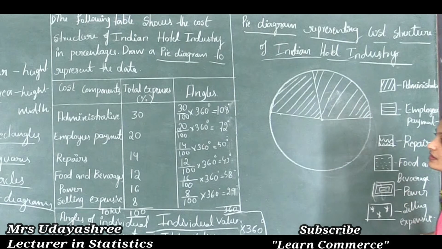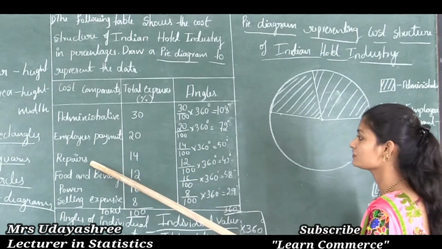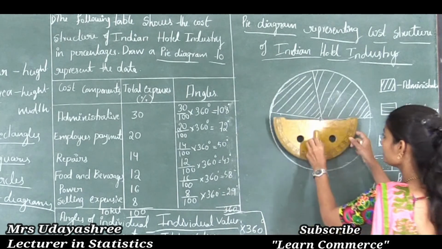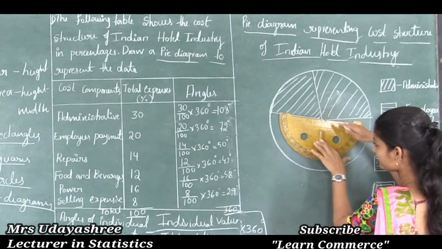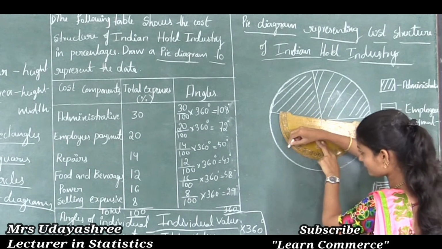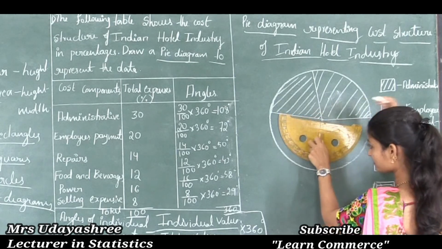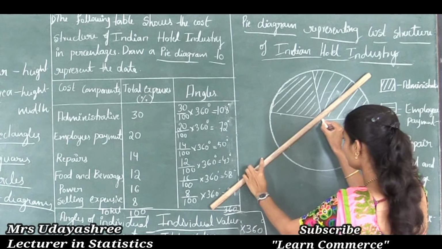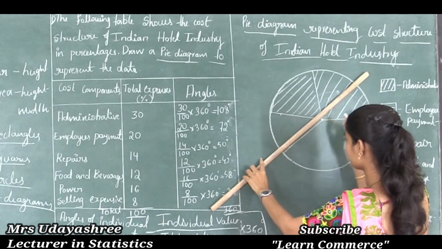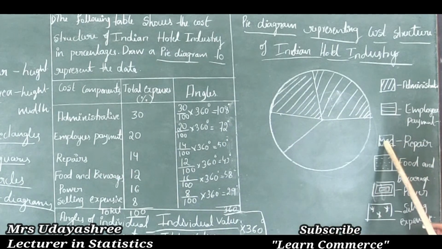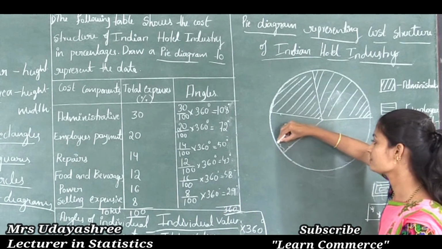Okay, next is repairs. The repair angle is 50 degrees, and again we need to keep the protractor like this. See here 0 is here, 10, 20, 30, 40, 50. So here we need to do one mark like this. After that we need to join these lines, this point to this point, like this. Next, for repair the shading is like this. So this is the index for repair. So here I will do the shading like this.